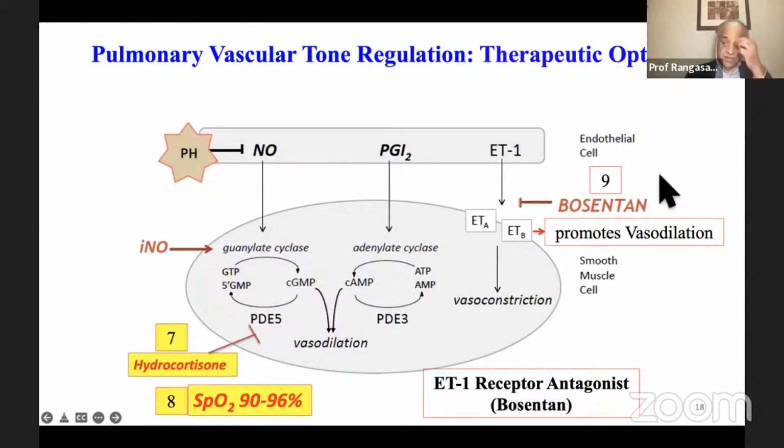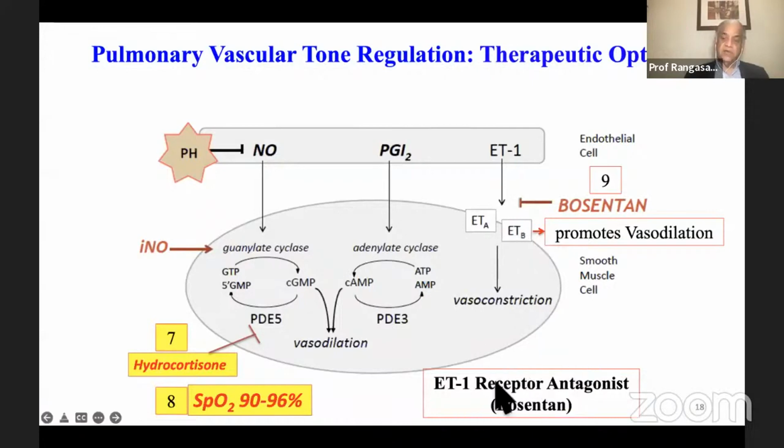The other drug we use is bosentan. Remember, endothelin-1 is a very potent vasoconstrictor. Under physiological conditions, there is a balance between vasodilators and vasoconstrictors. In fetal life, vasoconstrictors are very high. Postnatally, vasodilator concentration should go up once you start ventilating the baby. So endothelin-1 acts on the endothelin ETA receptor, which causes vasoconstriction, whereas endothelin receptor B promotes vasodilation.